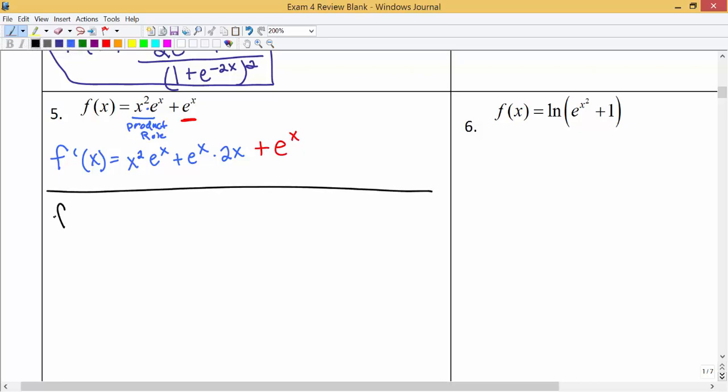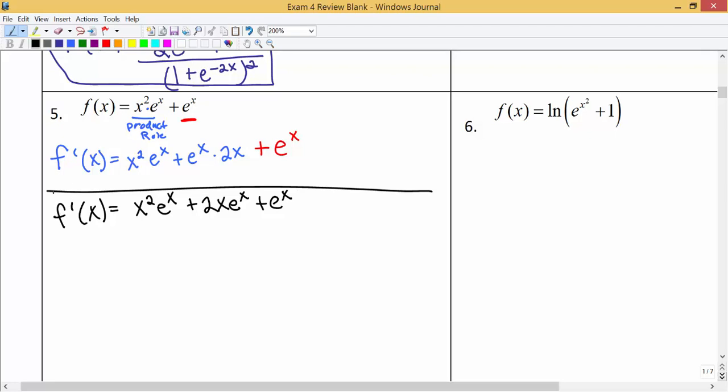Alright, now we're going to simplify. Okay, so the first term is x squared times e to the x. The second term, I'm going to go ahead and bring out the 2x to the front. So that's 2x times e to the x power plus e to the x.